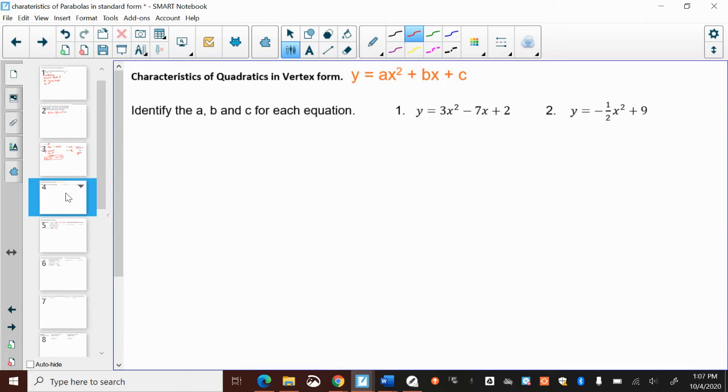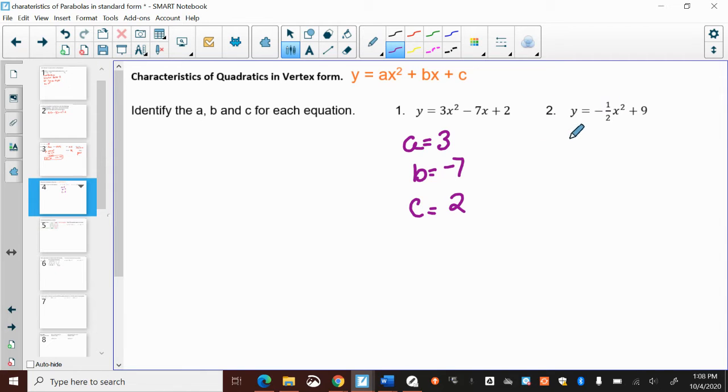Okay, so now we're going to talk about characteristics of quads in a standard form, which is ax squared plus bx plus c, where the a, the b, and the c are numbers. The first thing we're going to do is just identify what a, b, and c are in our equation. In this equation, the a is in front of the x squared, so it's 3. B is in front of the x. You always want to take the sign in with it that's sitting in front, so this would be a -7. And our c is a constant, 2.